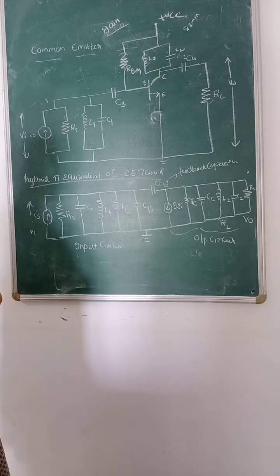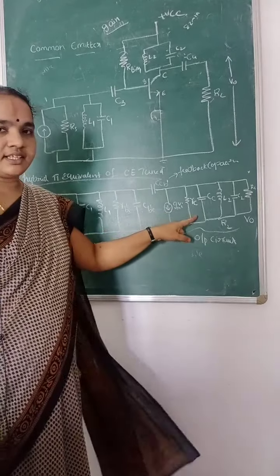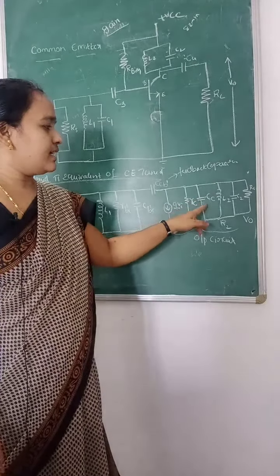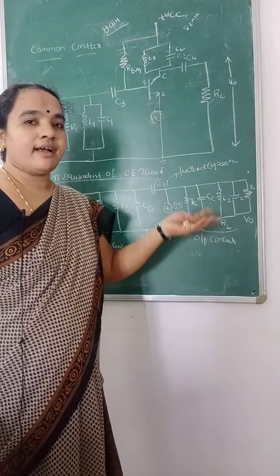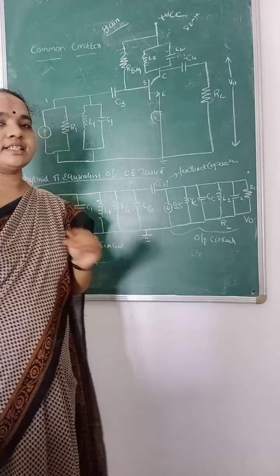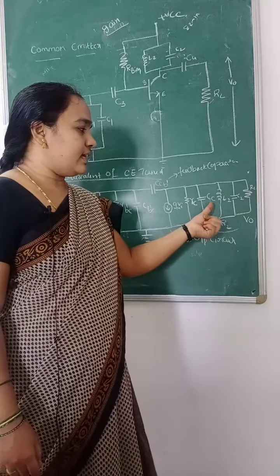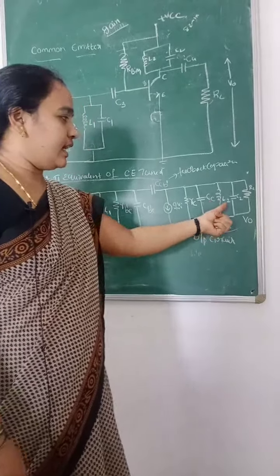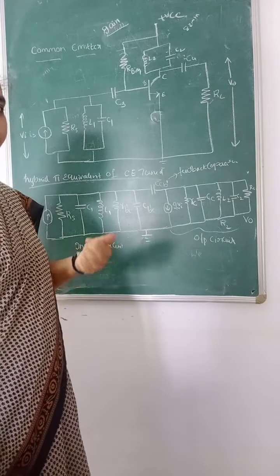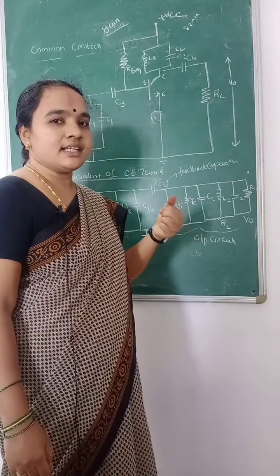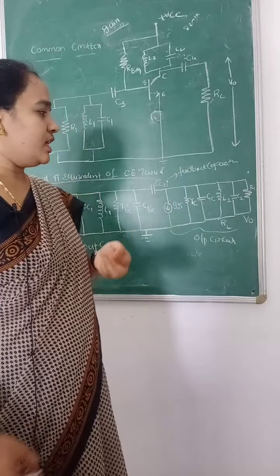Every component will have a resistance. Resistance is having some resistive value. Similarly, the capacitance and inductance will also have resistance. That resistance is called reactance. So the reactance of the inductance is j omega L, and the reactance of capacitance is 1 by j omega C.